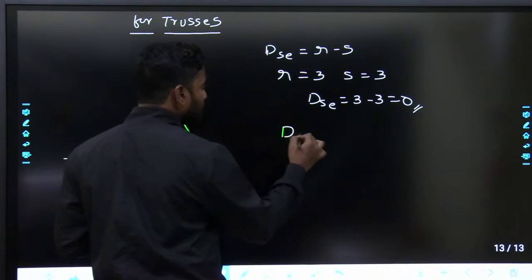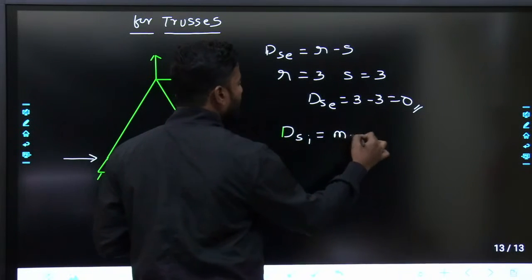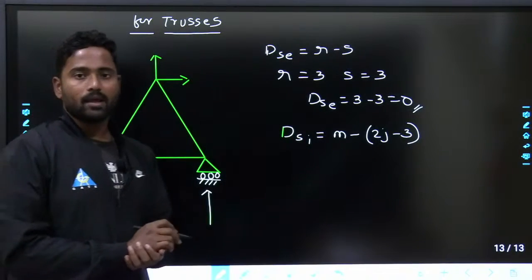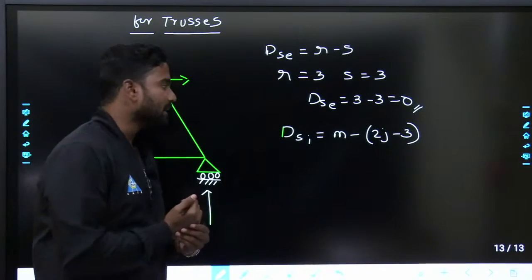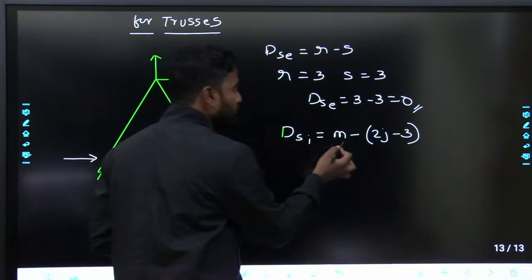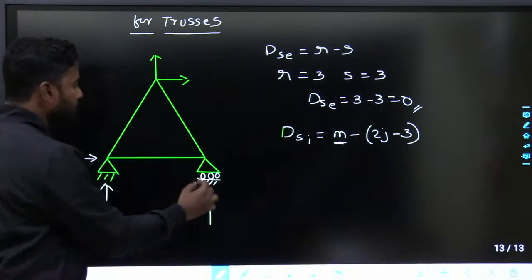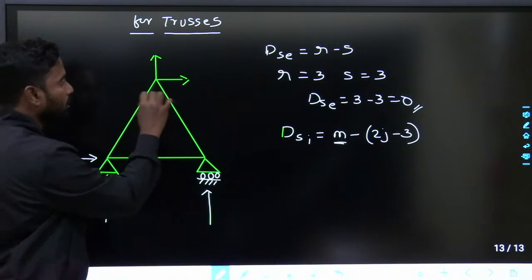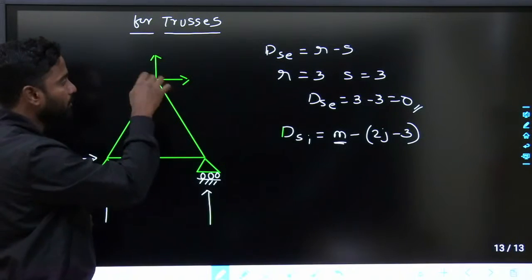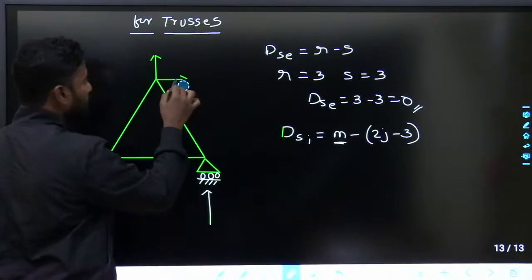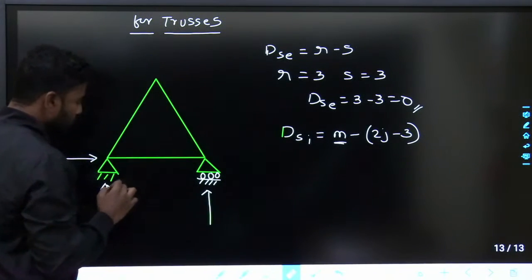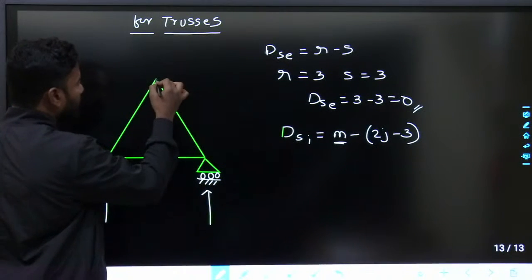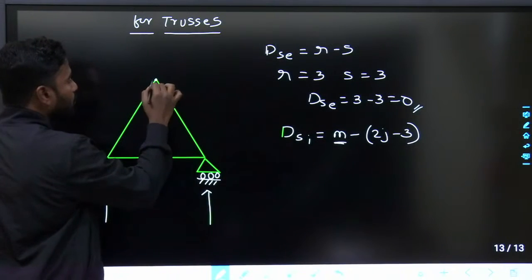Internal indeterminacy of the truss is generally given as M minus of 2j minus 3. M minus of 2j minus 3. What exactly it means is number of members at each and every joint. If you see this joint, there will be 2 forces, right? At each and every joint, you can apply horizontal force and vertical force. You can't apply the rotation. So for this joint, you can find out 2 forces.